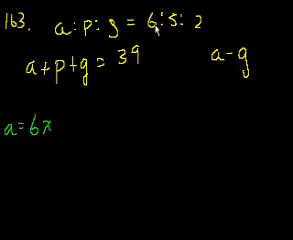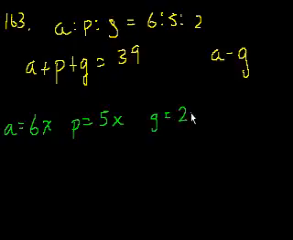Well, if apples are equal to 6 times some number x, then peaches are going to be equal to 5 times that number x, right? Because the ratio of the apples to the peaches is 6 to 5. So if you did 6x over 5x, you'd get 6 to 5. And by the same logic, the grapes would be 2 times that same number x. And all the ratios would work out.